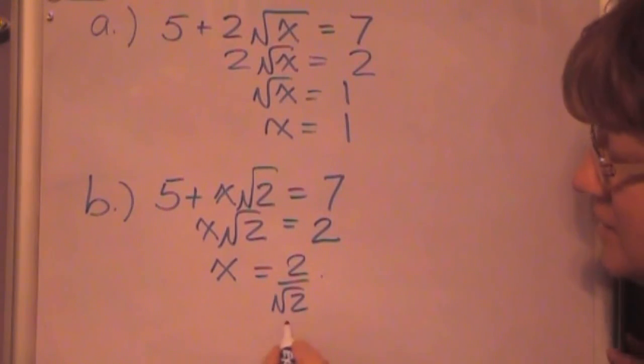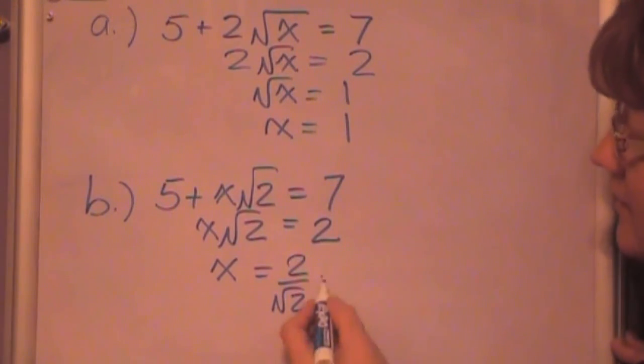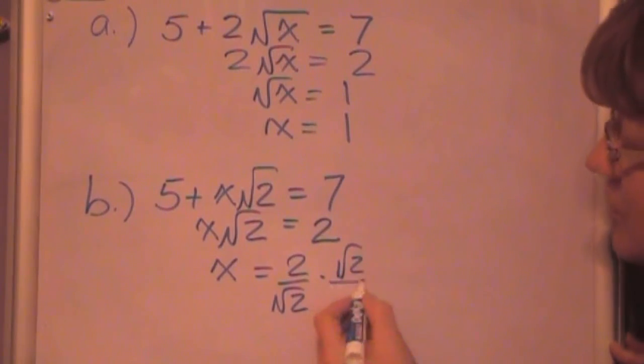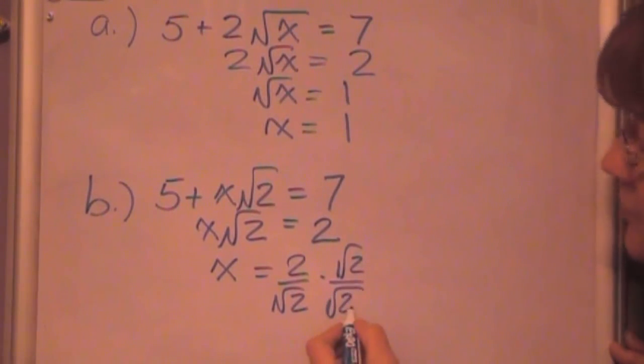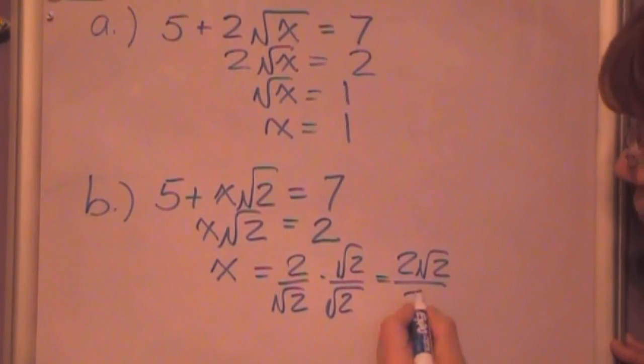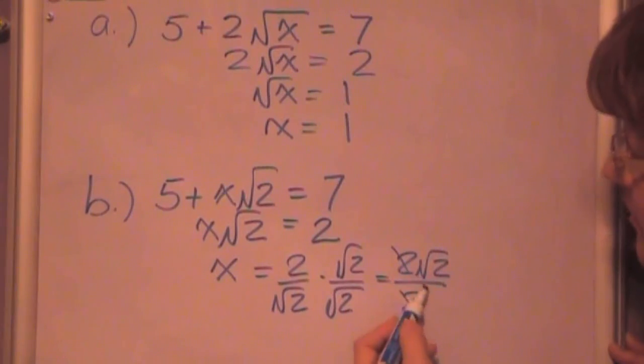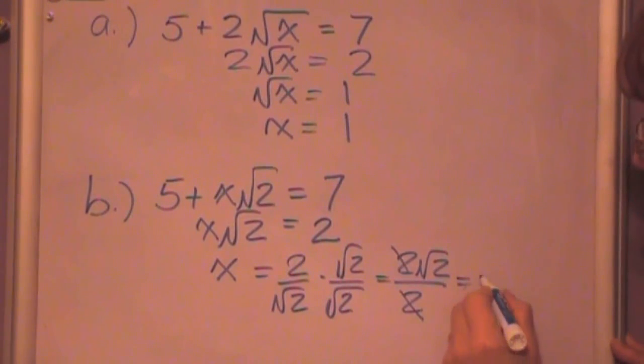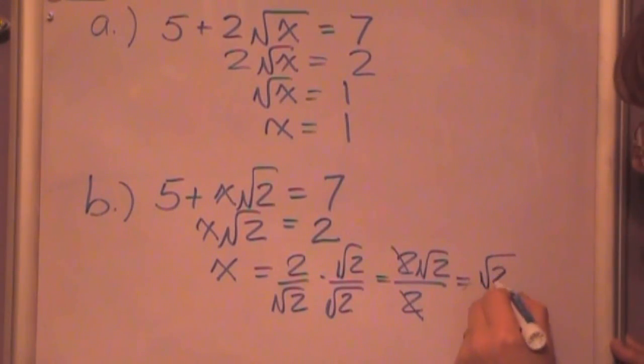And now you have to rationalize that denominator, because you know you can't have a radical in the denominator. So we're going to multiply it by 1, which is root 2 over 2. And we get 2 root 2 over 2. Well, the 2's here cancel out. Remember, I have multiplication up here, so I can do that. And our final answer here is root 2.